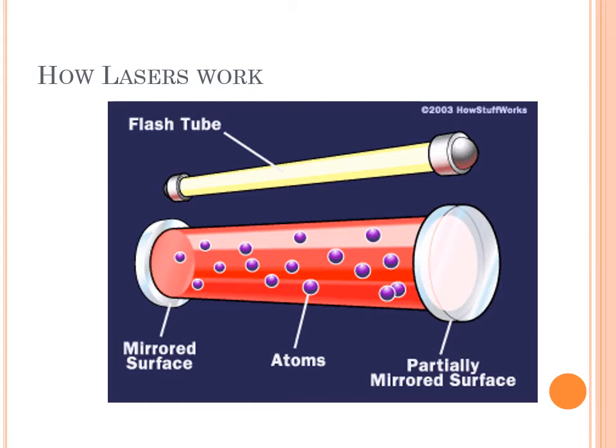So basically, the way a laser works is I have a flash tube, and I have a tube that is filled with some type of gas. And on the one side, I have a mirrored surface that's a 100% mirror. And on the other side, I have a partially mirrored surface, which is not 100%.